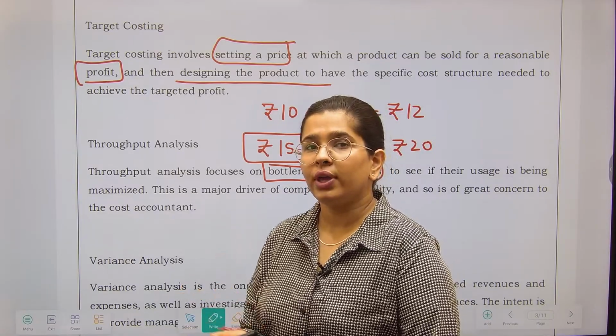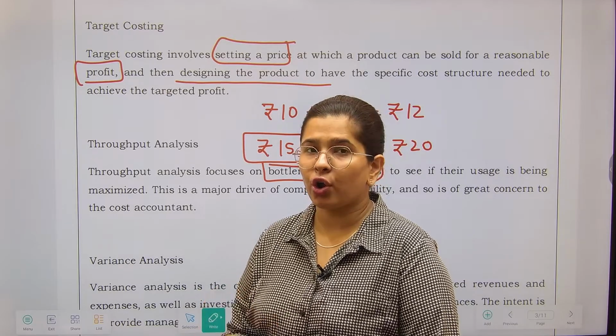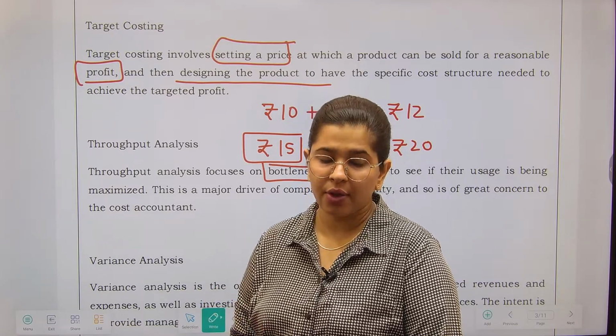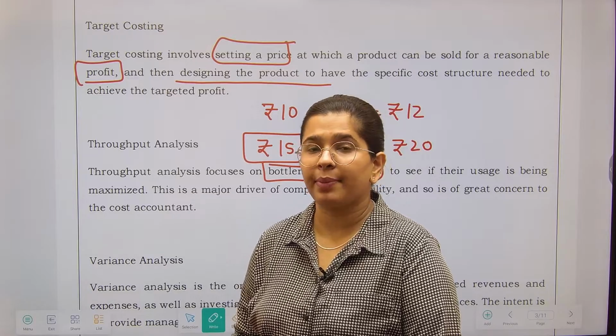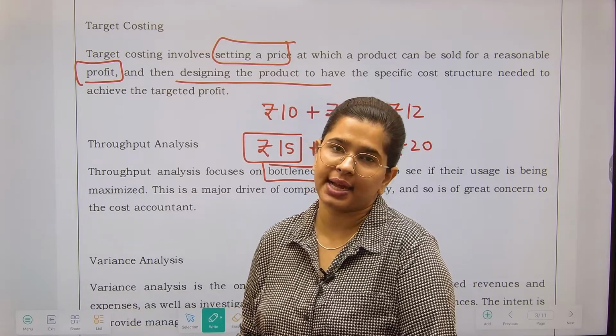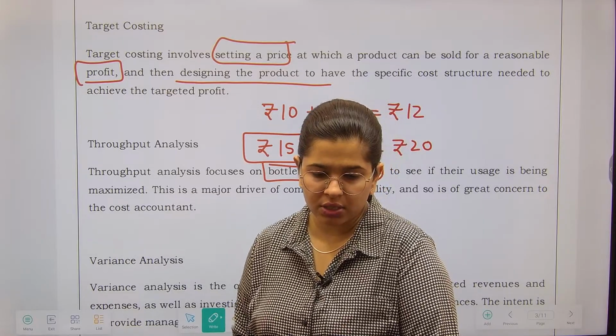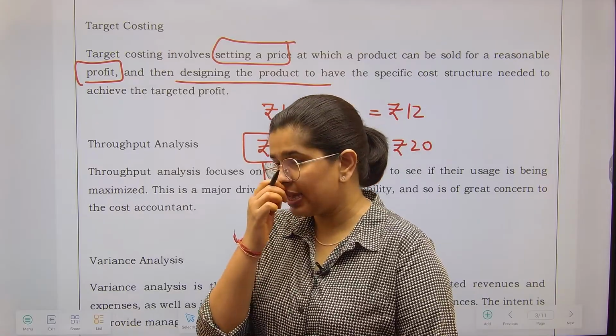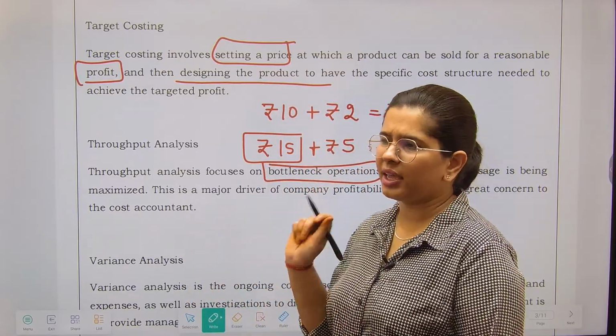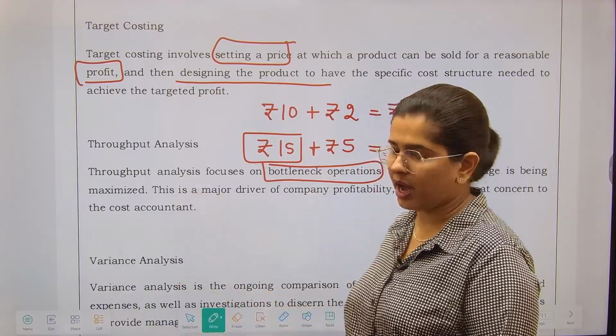So we will have a thorough understanding of the machinery. We will look whether we are able to efficiently utilize that machinery or not. So this is called the throughput analysis. Just the name is enough if in case the question is being asked.